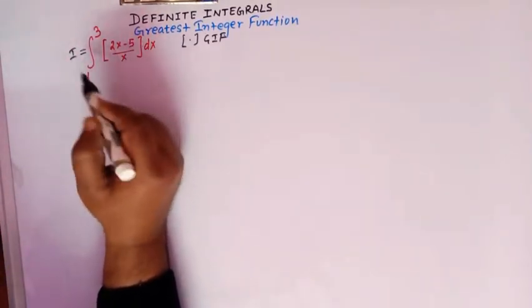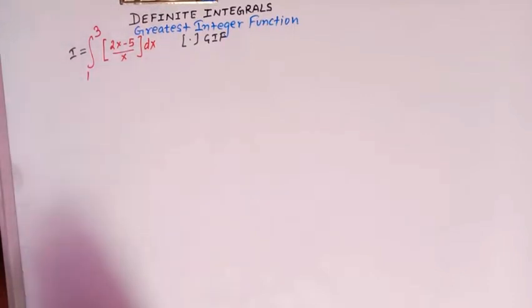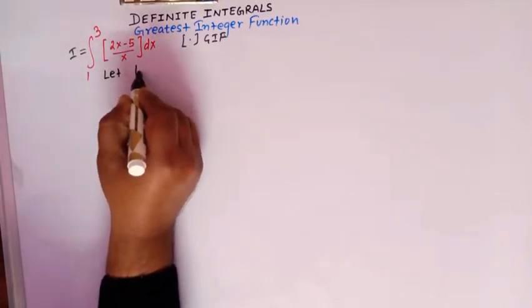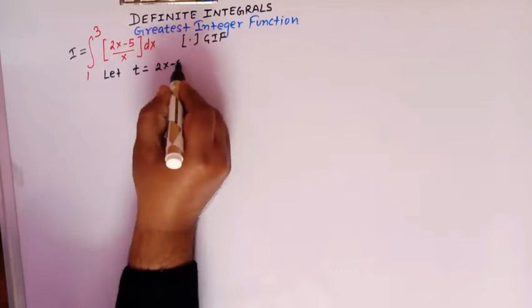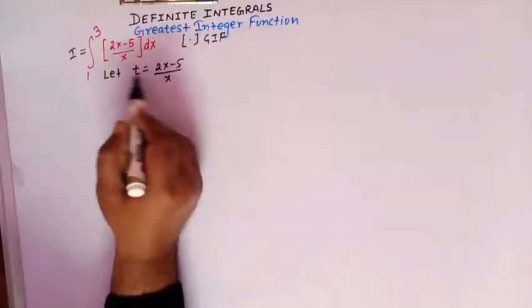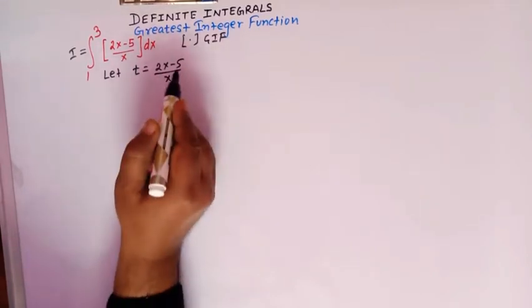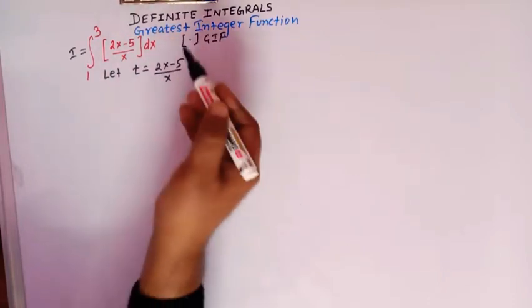Now here again we'll make use of the method of substitution, and viewers, here we should appreciate that the method of substitution is a great tool for integration. So let us use this method to solve one more problem. Here we have t equal to (2x minus 5) over x. So we are putting t equal to (2x minus 5) over x. Now let us express x in terms of t.